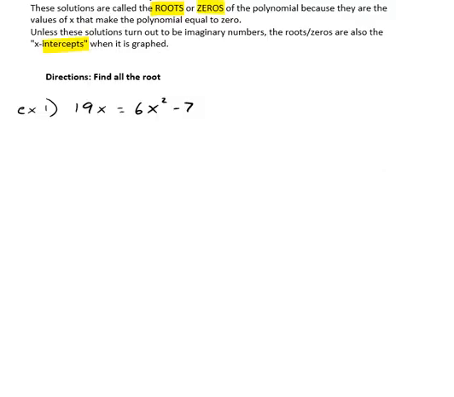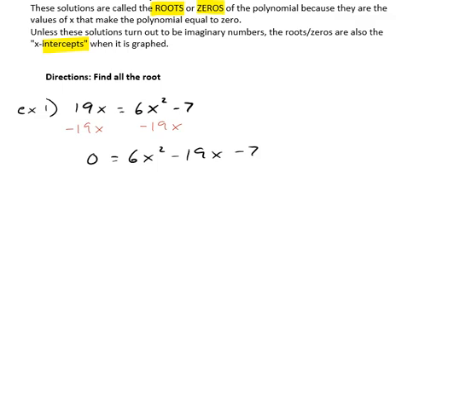Example 1 says to find all the roots. Remember, the first step said if it's not equal to 0, set it equal to 0 first. To do so, I'm going to move this to the other side, and I get 0 equals 6x squared minus 19x minus 7. All I did was put it in standard form. That way it's easier to view and solve next.